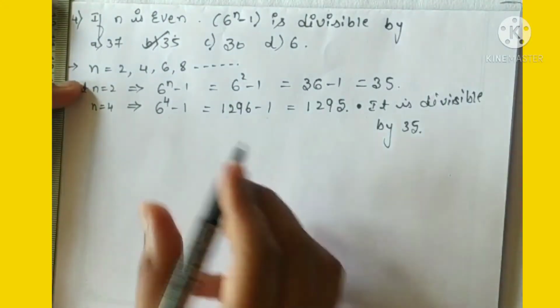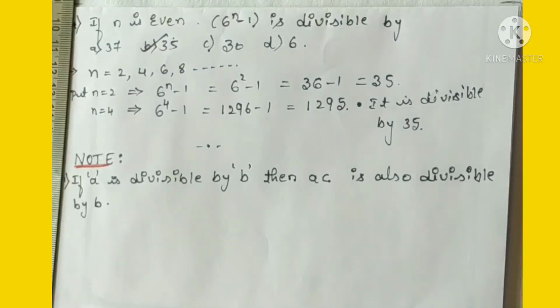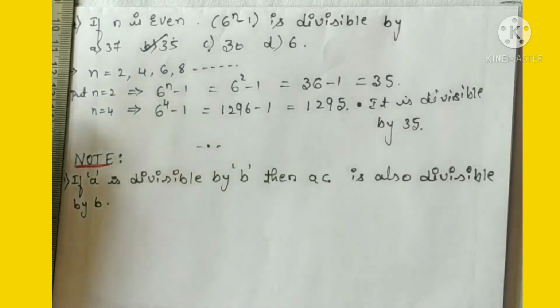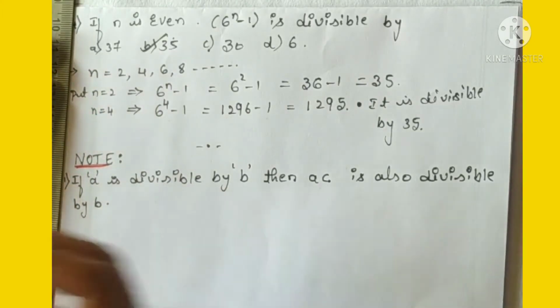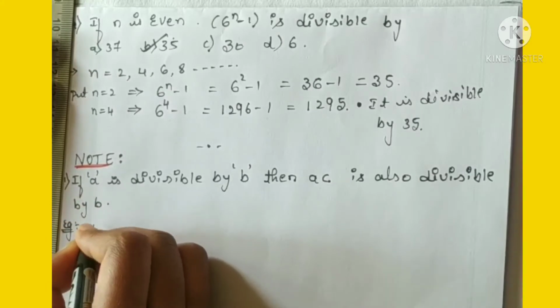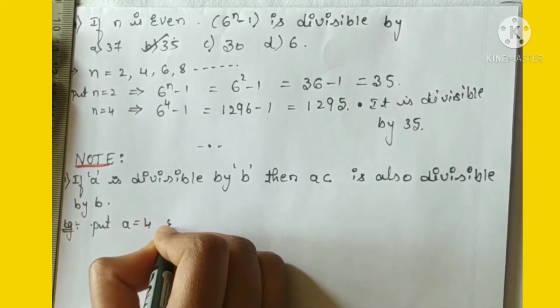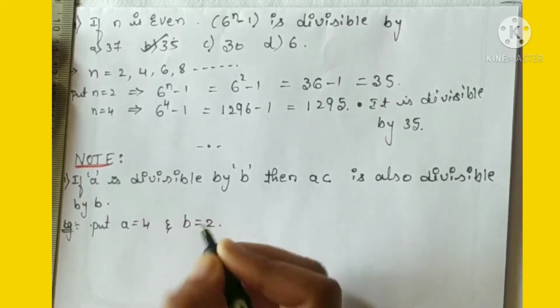Now before going to next question, we have a small note. Please note it down. Note number 1. If A is divisible by B, then AC is also divisible by B. This I will explain with the help of an example. Suppose put A is equal to 4 and B is equal to 2.